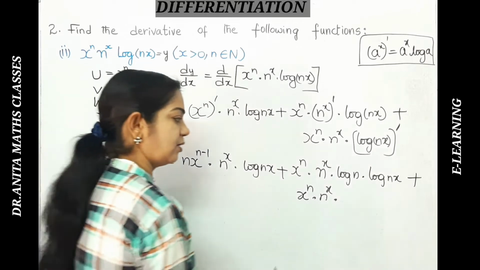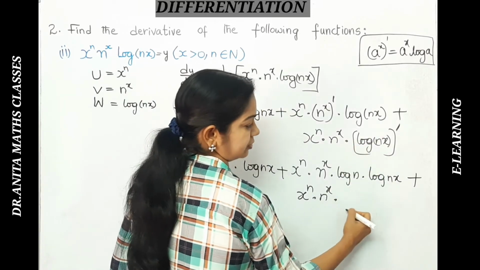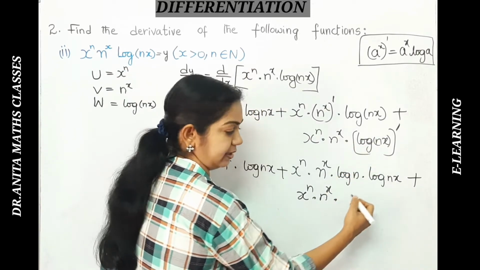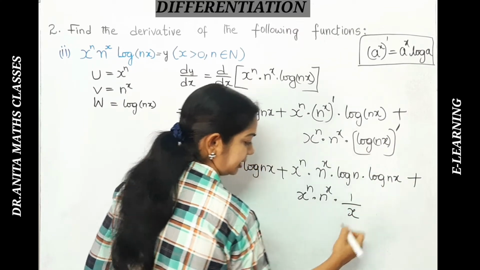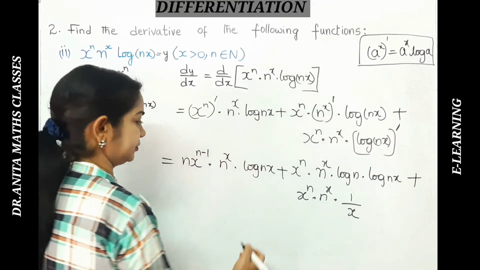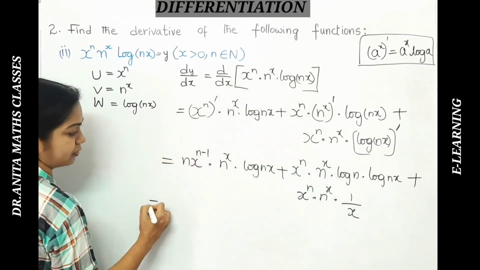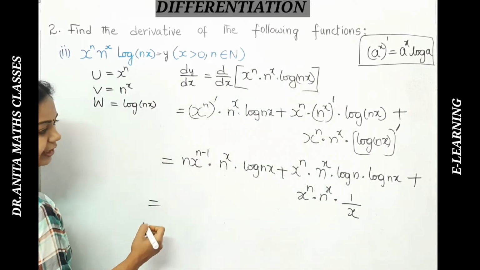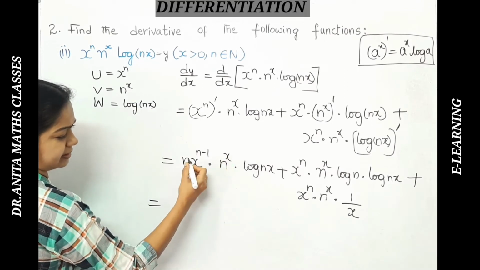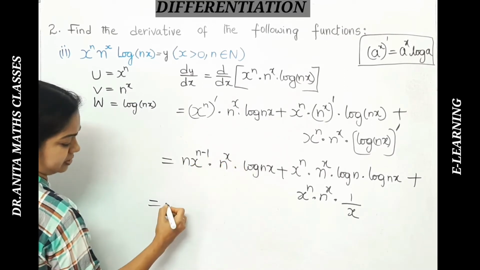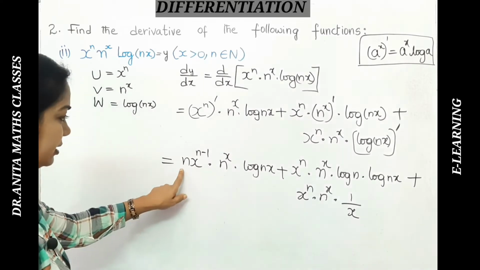That is nothing but 1/n into log of nx, and n goes off. Again you get just 1 by x. Okay, so let us take some common things here. If I take here nx plus 1, okay, so let us take anything common here.